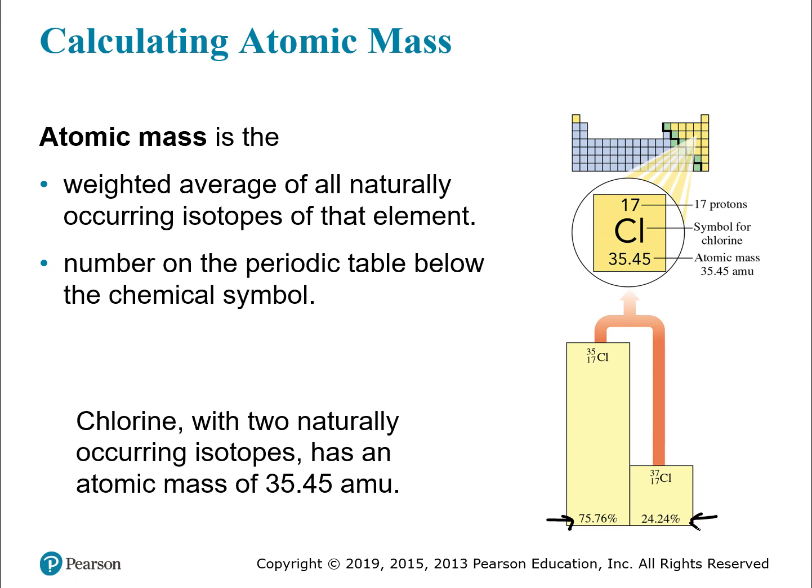The number that you see on the periodic table, that's the weighted average. That's the atomic mass, the one with the decimal. And it takes into account what percentage of each element has what isotope. So since 75.76% of the chlorine is of the chlorine 35 variety, the average of the weight is going to lean closer to the mass of chlorine 35.